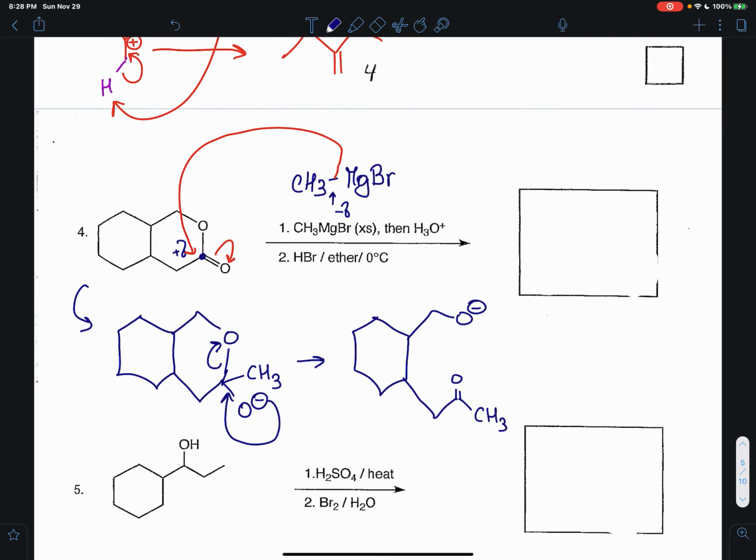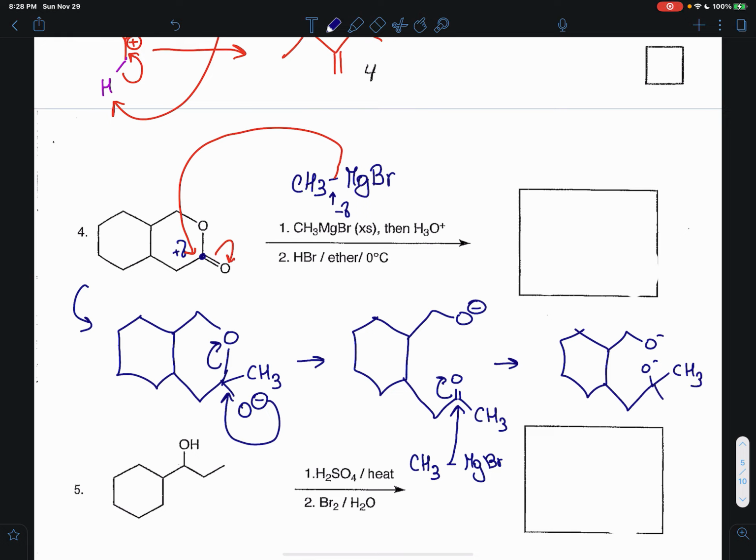Now, because we have an excess of CH3MgBr, the next step is that another Grignard reagent is going to come in, attack this carbonyl carbon, kick off the electrons, and you're going to end up forming this thing. An O minus, and then you have two CH3s here.